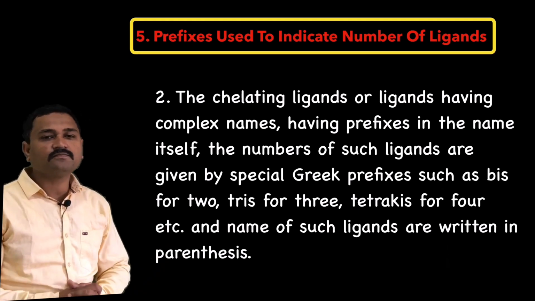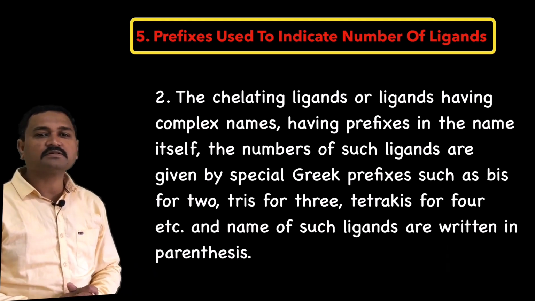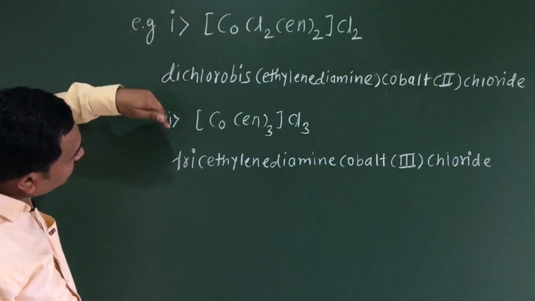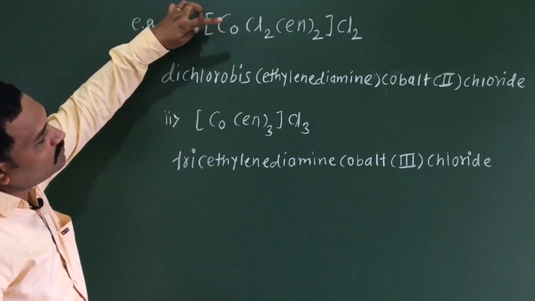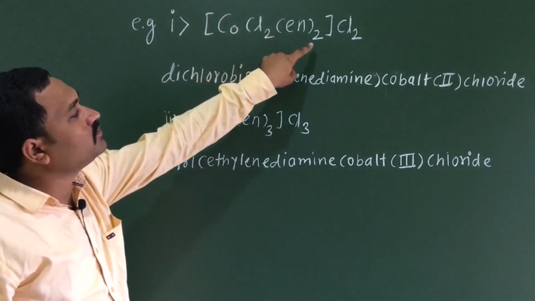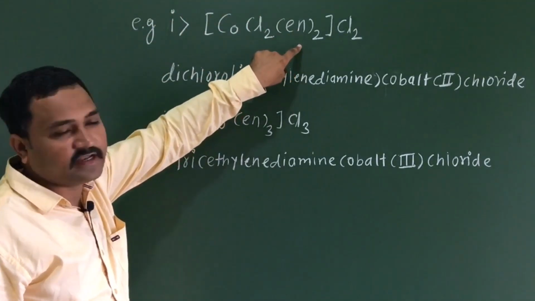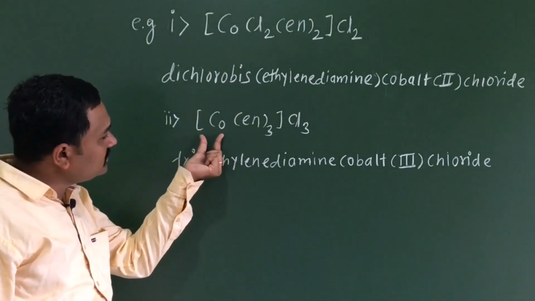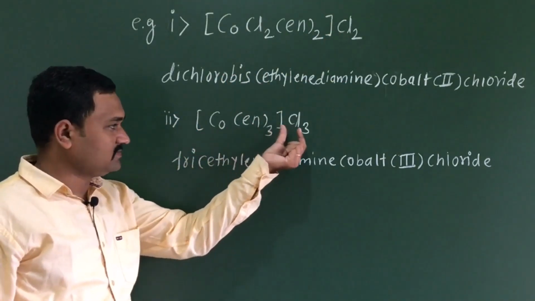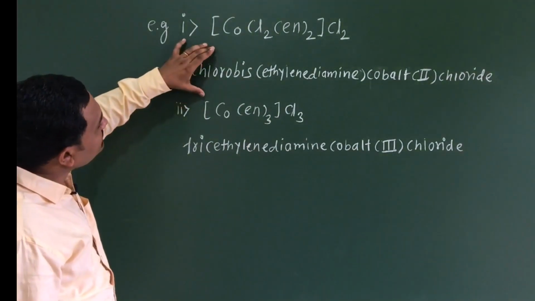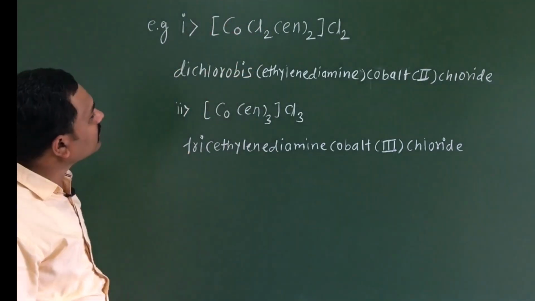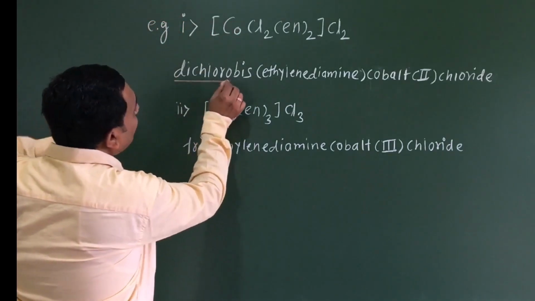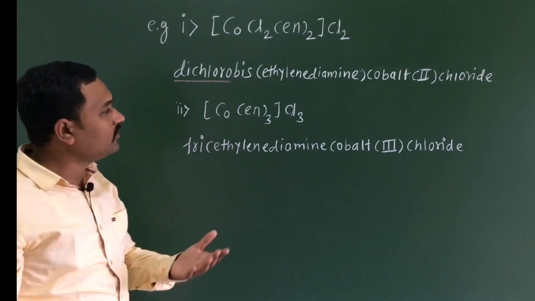So let us consider the example regarding our point number 2 in the rule number 5. Here again I have taken two different examples, that is [Co(en)2Cl2], where en is your ethylene diamine ligand, and the second example is [Co(en)3]Cl3. I have written this name by following the alphabetical order. There are 2 chlorines, hence it is dichloro, or you can write it as dichlorido.